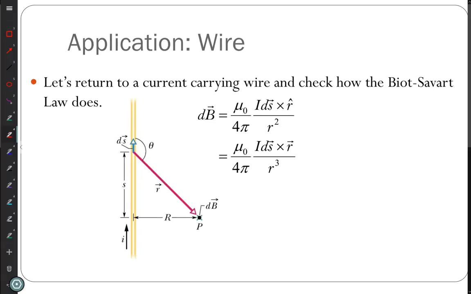So what we're going to do is use the Biot-Savart Law to find the magnetic field at point P, a distance capital R away from an infinite wire carrying current I. So now that we've done one application, let me have some students help me out on things. Current is constant. R is not constant. What about ds cross r hat?